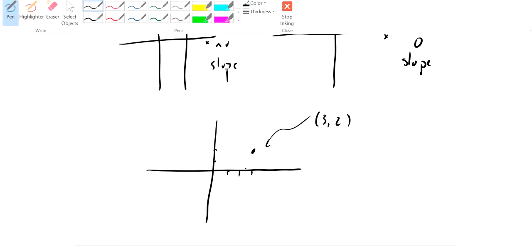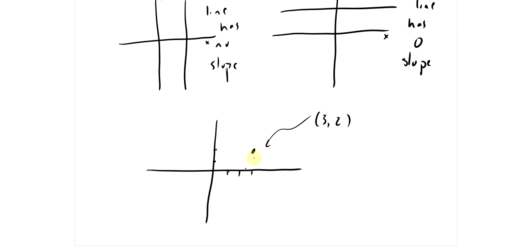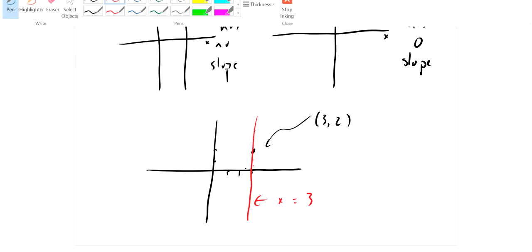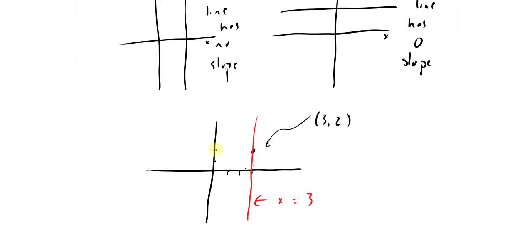Well, we'll use a red pen for my vertical line. And that's the line x equals 3, right? Because every point on this line has x coordinate 3. And if we use a blue pen for my horizontal line, then this is the line y equals 2. If I pick any point on this line, what's its height above the x-axis? Well, it has height y equals 2.